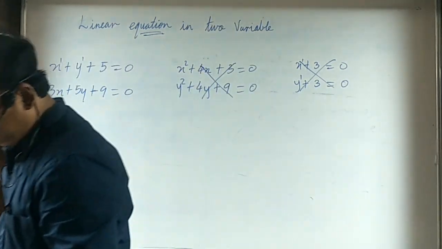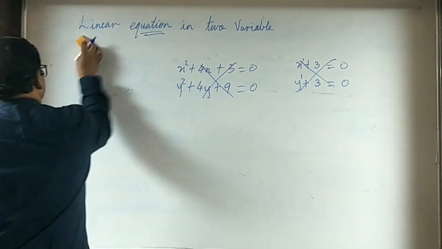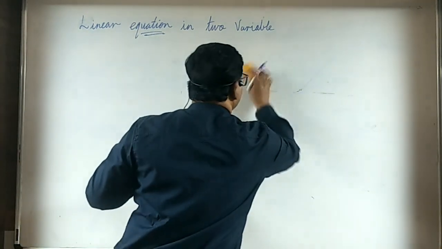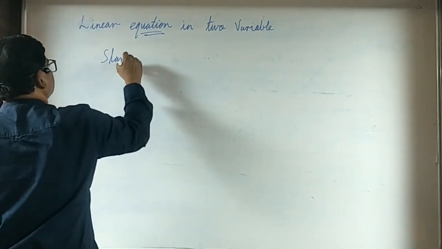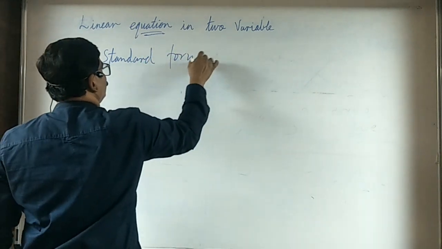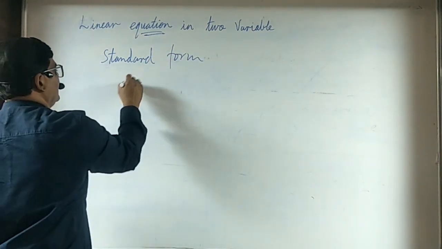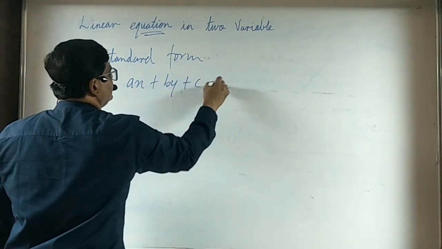After this I'll be explaining the standard form of linear equation. That is what we are going to study in this chapter. First, we are going to see what the standard form is. The standard form of linear equation is ax plus by plus c is equal to 0.